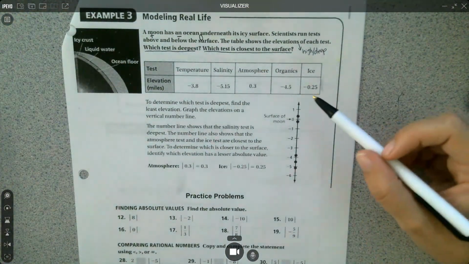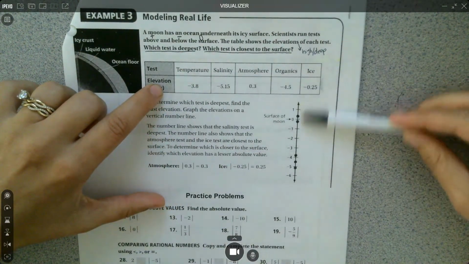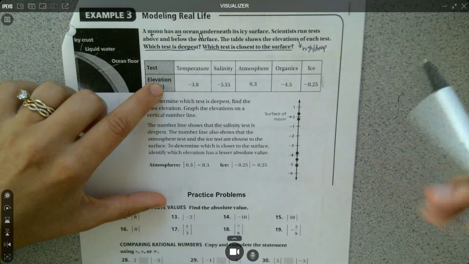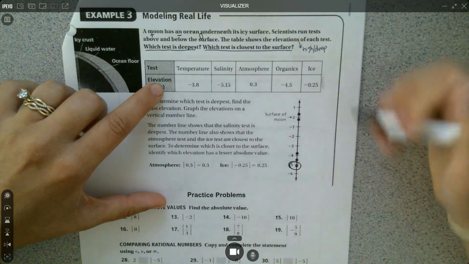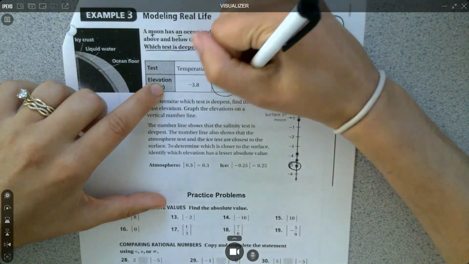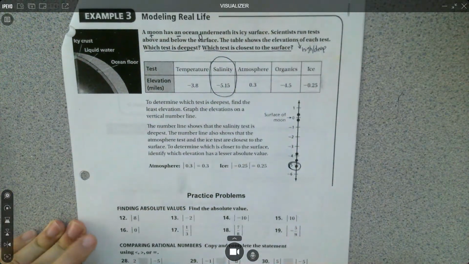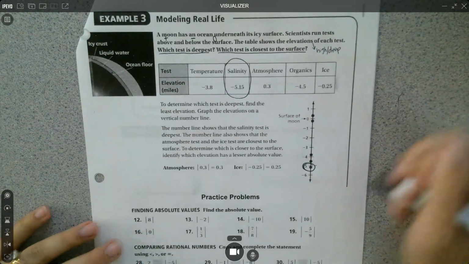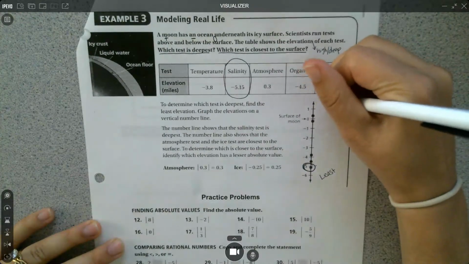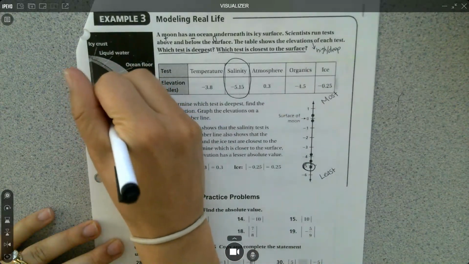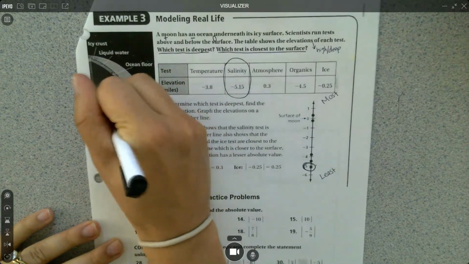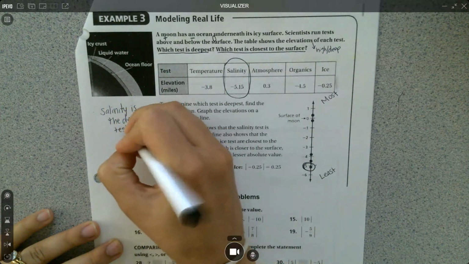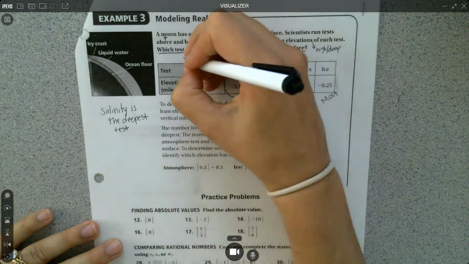To find which one is the deepest, which is great, they already did this, is that they plotted each one of these on a number line. And they made an up and down or vertical number line, which is helpful because our deepest will be the bottom one, which is this one down here, which is a little bit under negative 5. And if I look here, that's going to be salinity. So I can say that salinity is the deepest because it is the one that is at the bottom of my vertical number line. It is the least. And at top is the most. So I can write salinity is the deepest test. So we answered our first question.